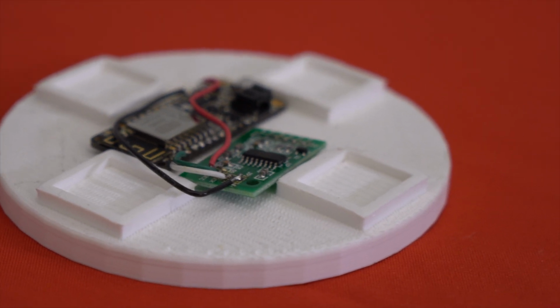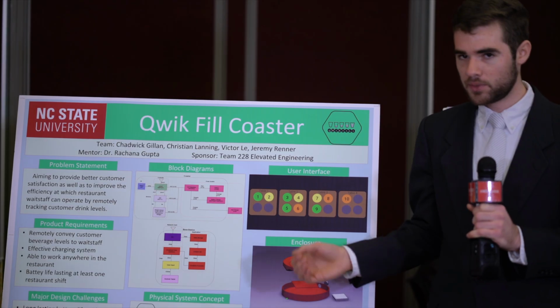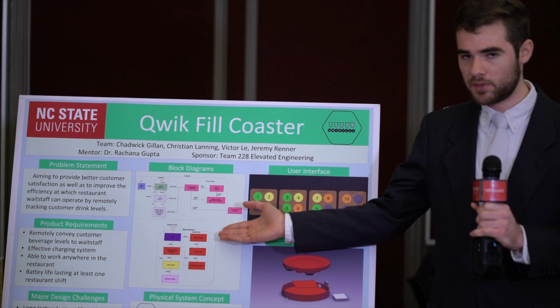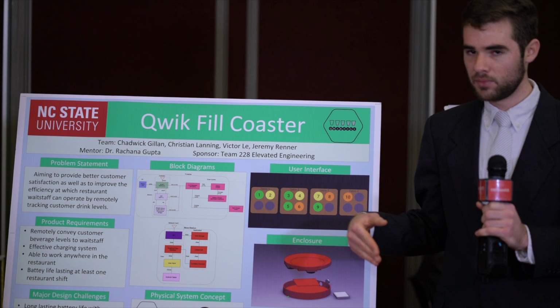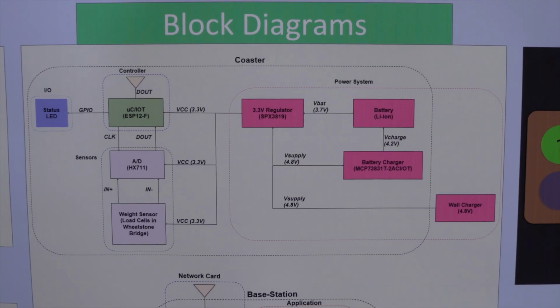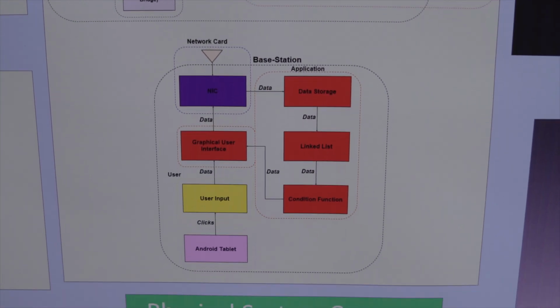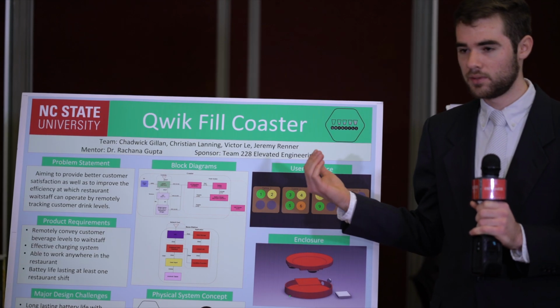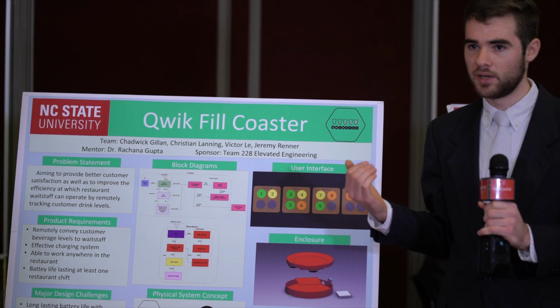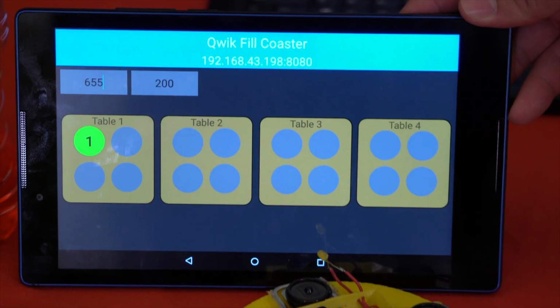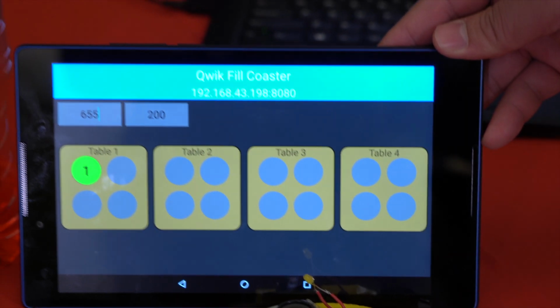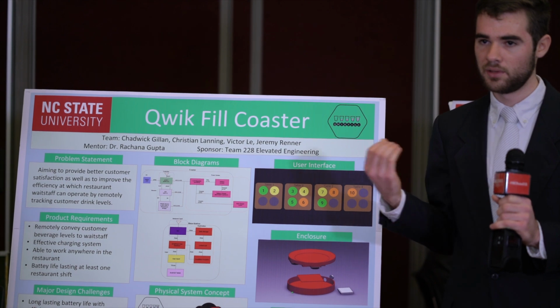At the bottom, we have the base station block diagram, which includes the network interface card, which receives the transmissions from the coaster itself. And then that data is processed through some algorithms to determine what status should be displayed on the GUI, as in, is it 75% full, 50% full, and whatnot.